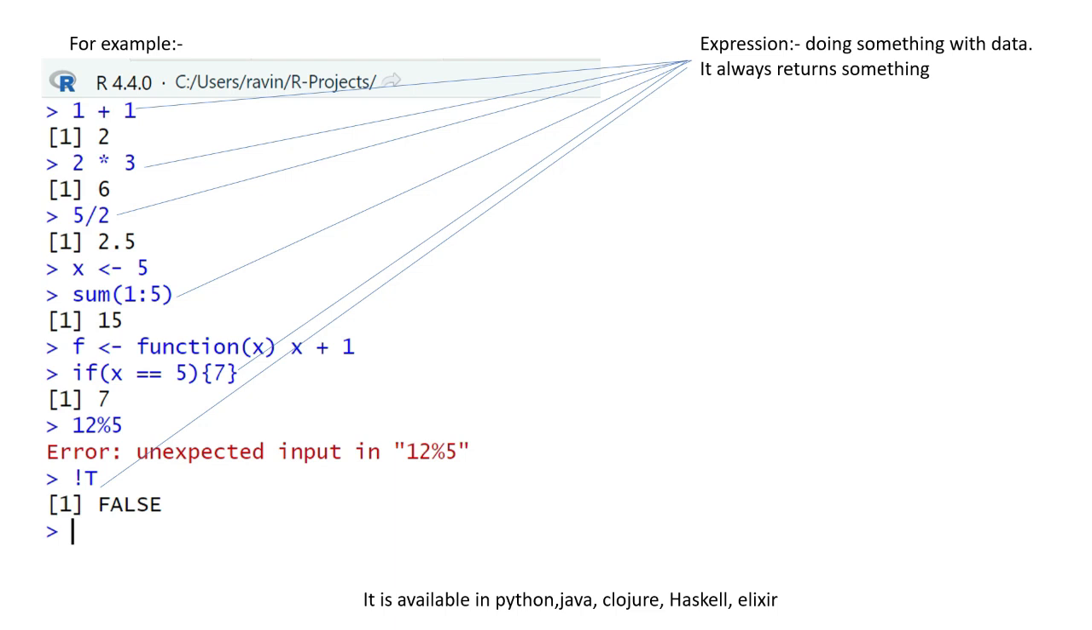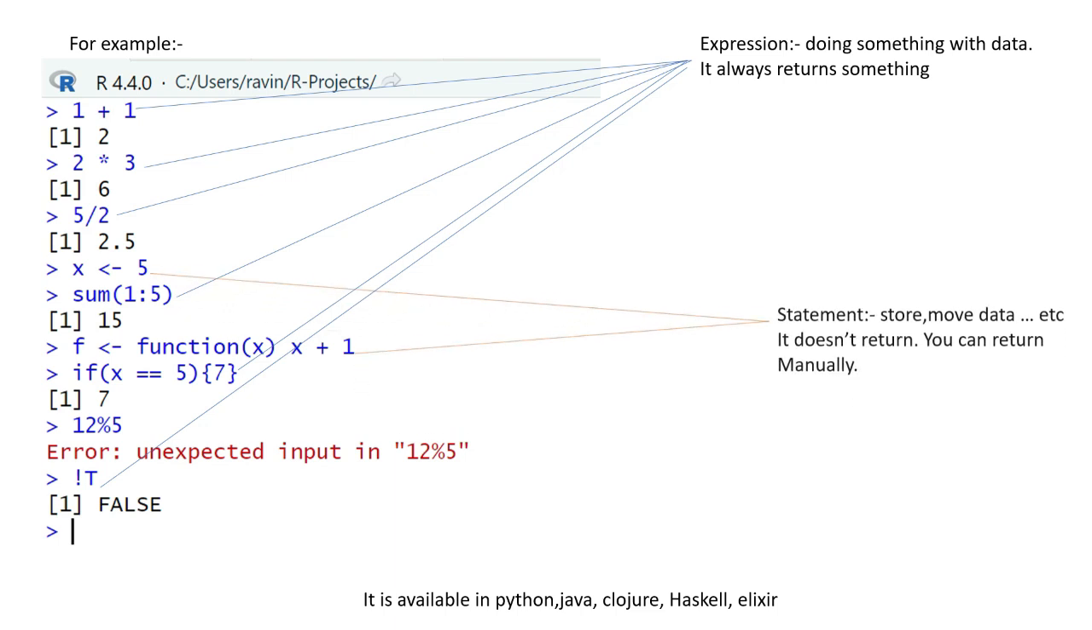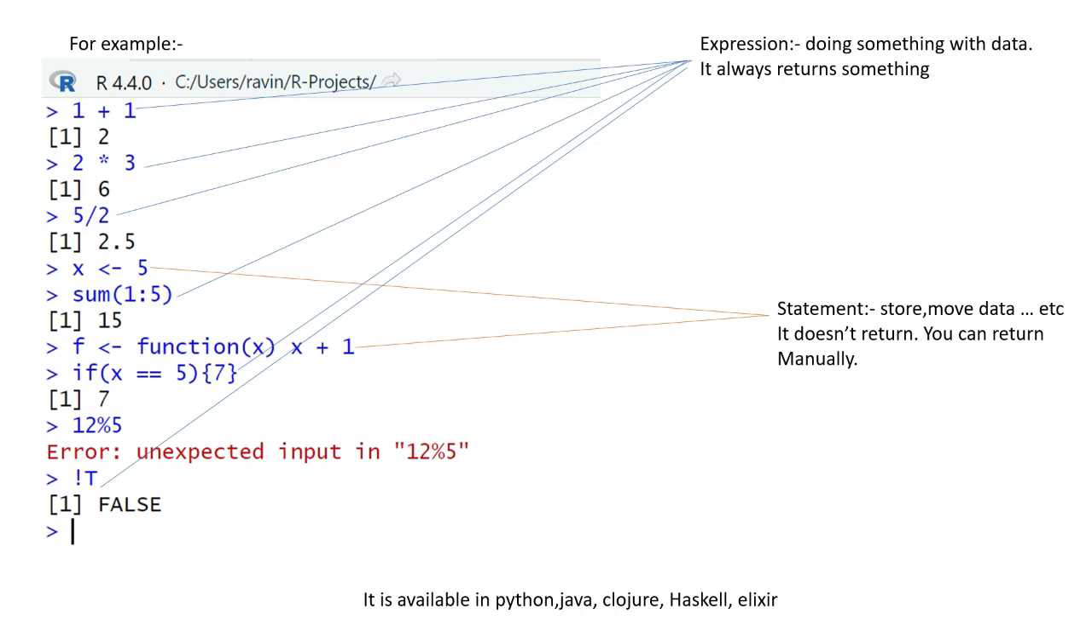So an expression always returns something, but if you see other things like a statement, it is storing and moving data, like assign. Whenever you assign a value, you are actually storing the data. We are not computing the data here, we are actually storing and moving the data. So it does not return anything.